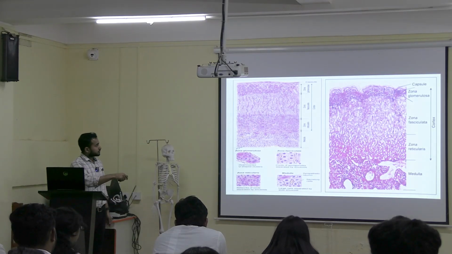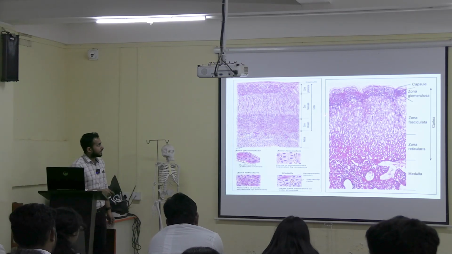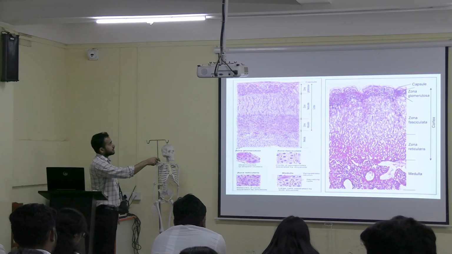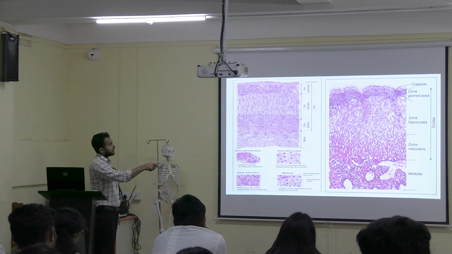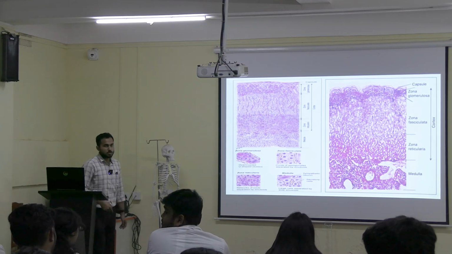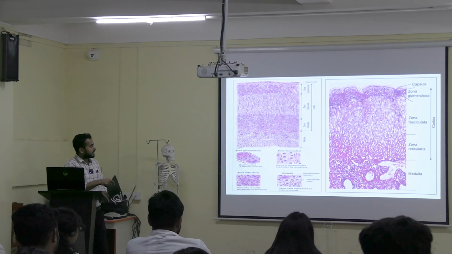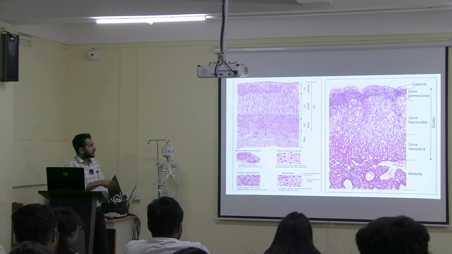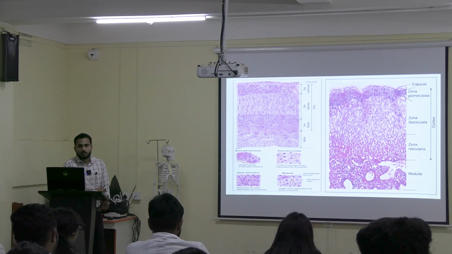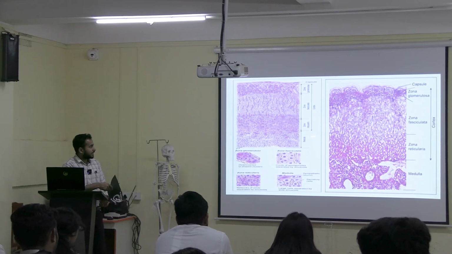Now this is the schematic diagram. Okay, now in this particular schematic diagram, first of all you can see this is the capsule. ये देखो, this is the capsule. Below the capsule, this particular part is zona glomerulosa. This large part, okay, this large part, it is made up of zona fasciculata, and this part is zona reticularis. Okay, now can you see the empty spaces? So these are nothing but the capillaries, okay, and then this is small medulla.